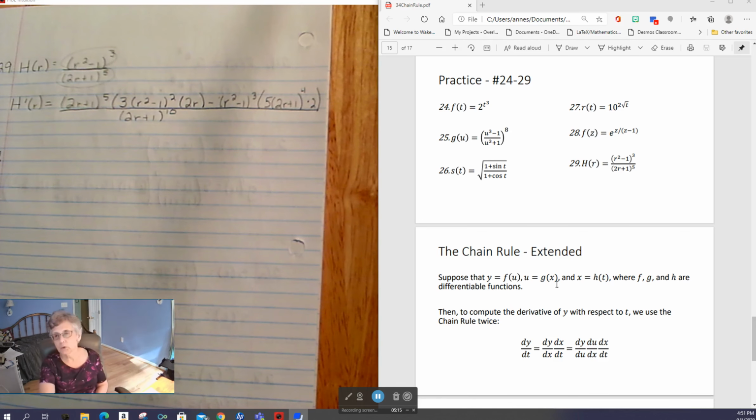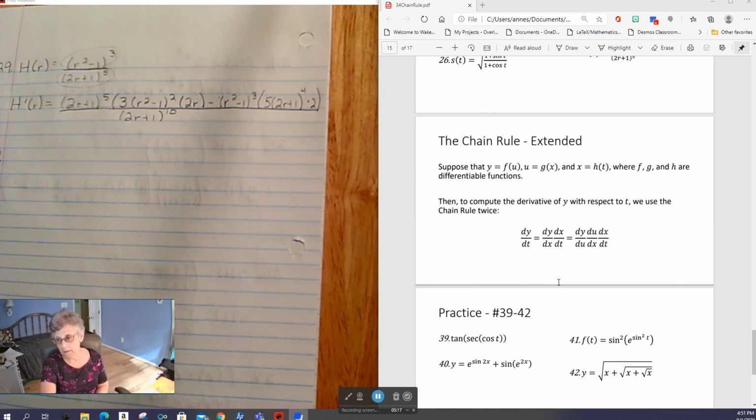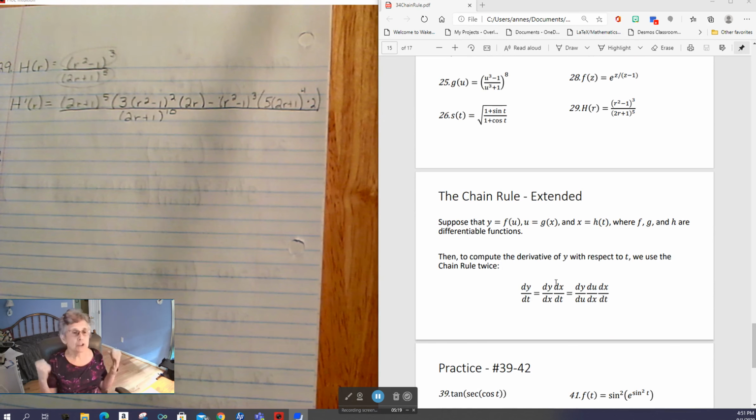Let's look at the chain rule extended. So sometimes you're going to have to fight your way out of the function. You have more than one function composed with another. Then you just have to keep going until everybody gets differentiated. You start with the outsidest function and work your way in.